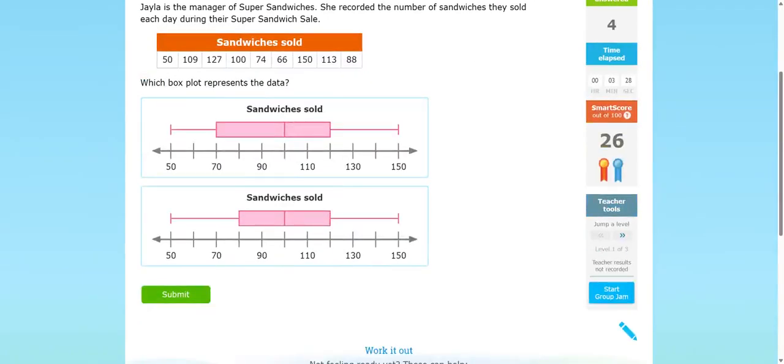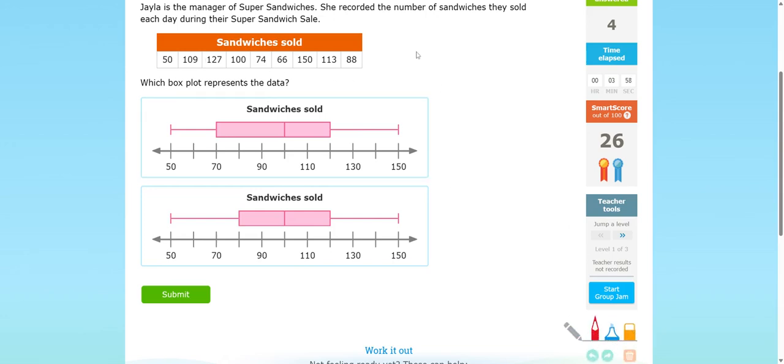Okay, here's another one. The sandwich is sold. The minimums and the maximums are different. This one has 50 and 50, 150 and 150. They're the same. The median is both at 100. So which one has the data stretched further from the median? From this one to this one, or this one to this one? We kind of have to look at it.